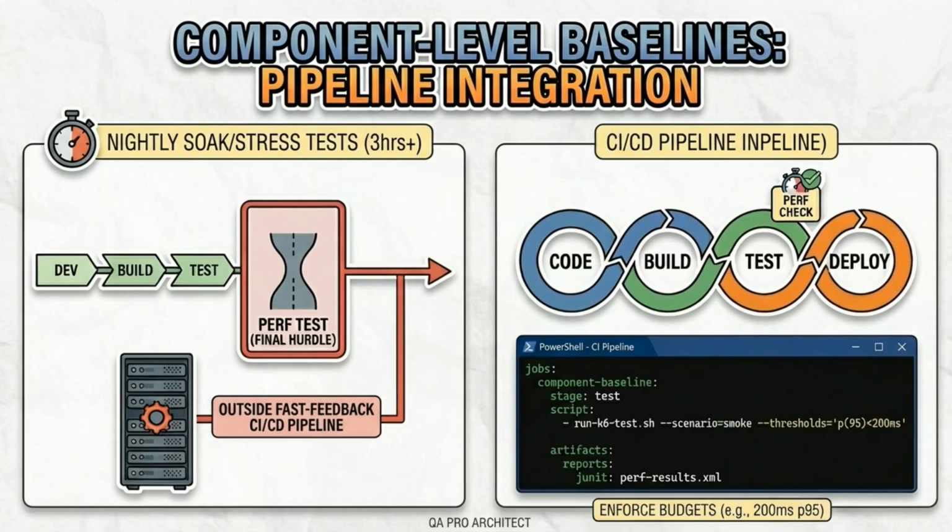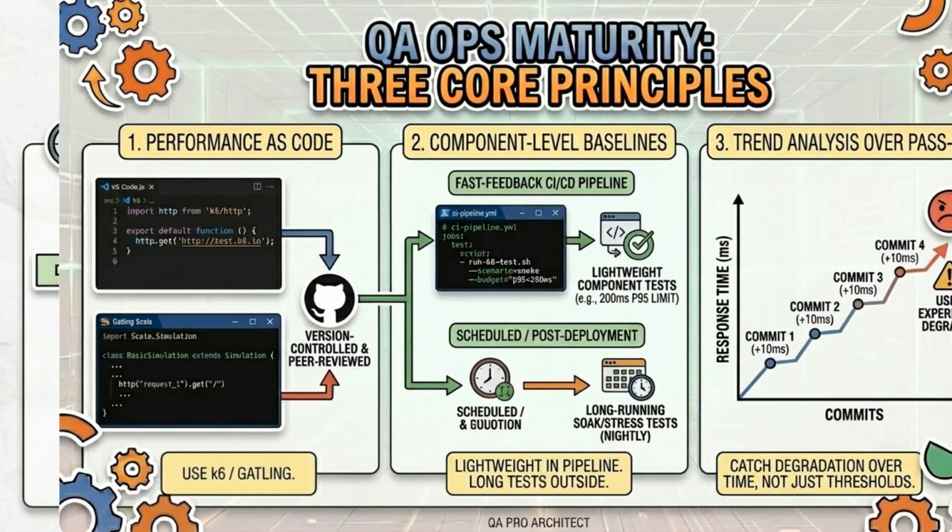To be clear, those long running tests still have a critical place in your strategy, but they belong outside the fast feedback CI/CD pipeline. They should be executed either as scheduled nightly jobs or post deployment in a dedicated environment. Inside the pipeline, you need lightweight component level tests targeting individual microservices, enforcing strict budgets like a 200 millisecond limit on the 95th percentile response time.